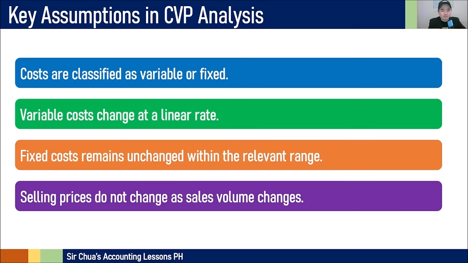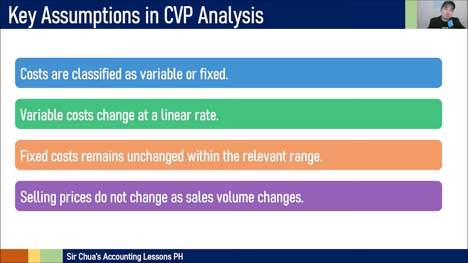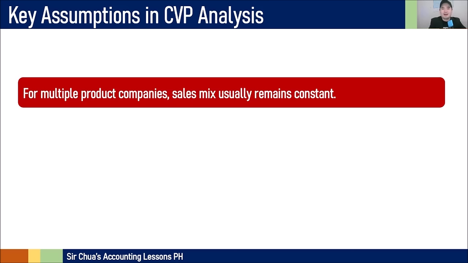Selling prices do not change as sales volume changes. So, medyo hindi tayo magkakaroon ng fluctuations dito ng selling price. Kung ano yung pag-uusapan nating selling price sa mga problem, stay lang siya doon, no? Hindi tayo mag-uusap ng mga sales price adjustments, no? So, ang assumption natin here in CVP analysis, your selling price doesn't change. Another assumption is for multiple product companies, constant lang din po yung sales mix, no? This number of product A and this number of product B, usually constant lang siya based sa observation ng entity.